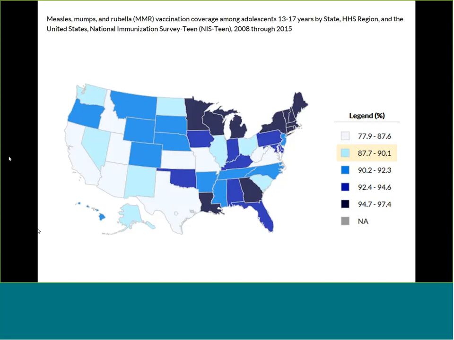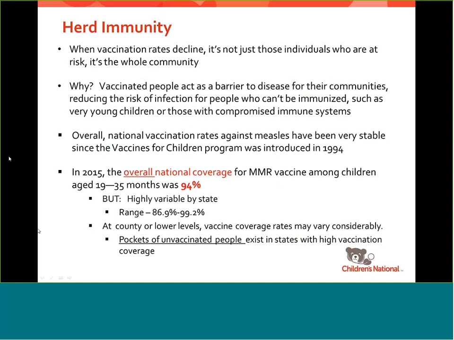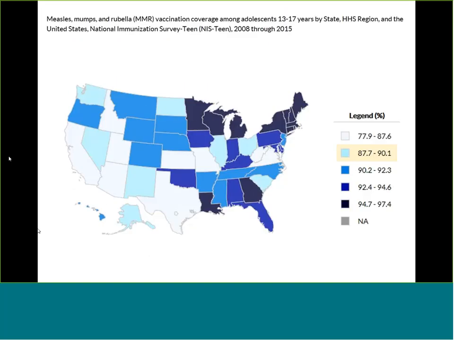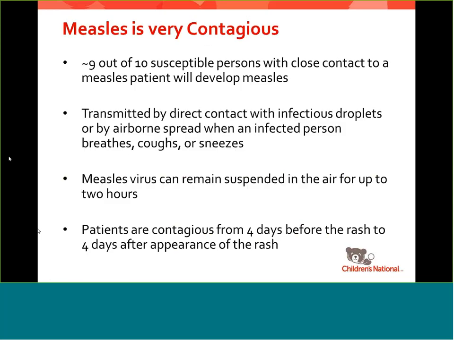And I do want to just comment that to really disrupt broad transmission, herd immunity is supposed to be maintained between about 85 to 95% for us to disrupt broad transmission in the community. So our next important point is help us fight against measles. Our most powerful defense is actually immunization.